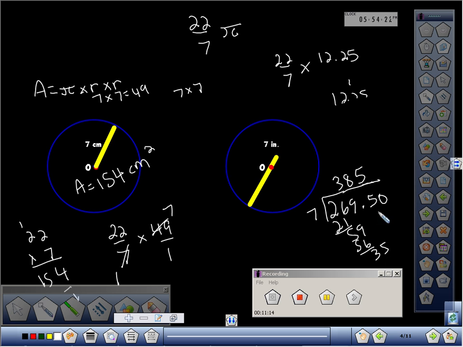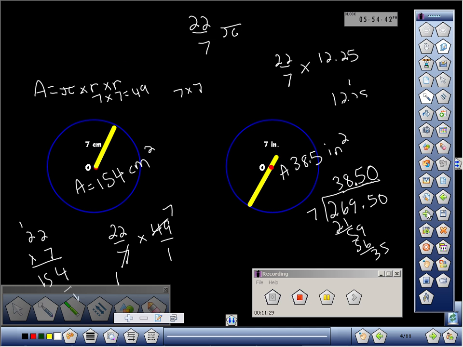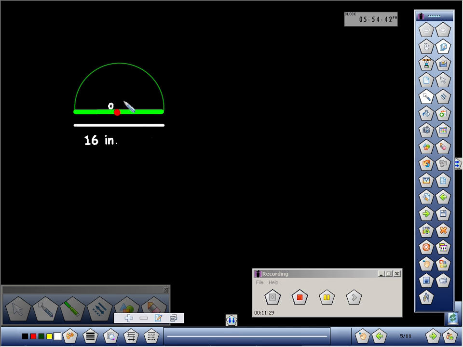5 times 7 is 35. You're going to get a 0. That's going to be a 0. So our answer is going to be 38.5. Our area equals 38.5 inches squared. Okay? Now, on this next one, let's say they give you a semicircle.